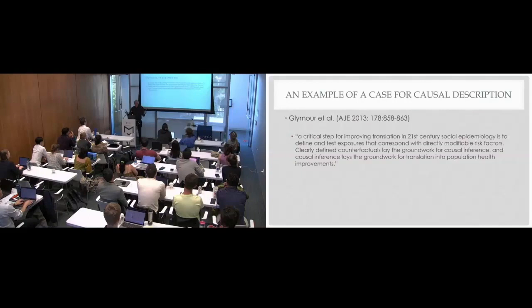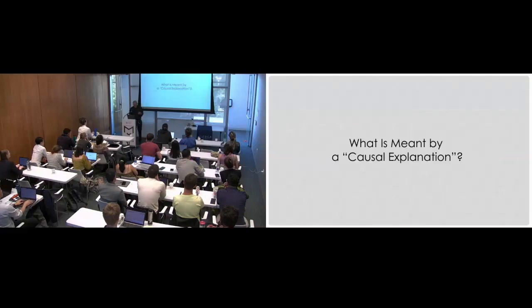My great colleague, Maria Glymour, gives it. A critical step for improving translation in the 21st century social epidemiology is to define and test exposures that correspond with directly modifiable risk factors. Clearly defined counterfactuals lay the groundwork for causal inference, and causal inference lays the groundwork for translation into population health improvements. So that's causal description.